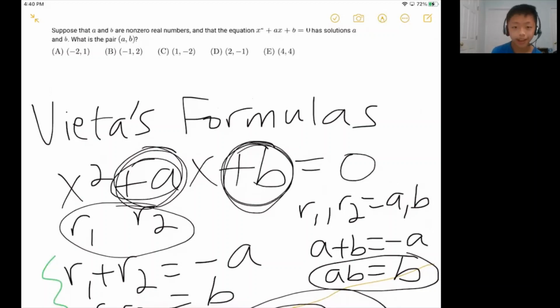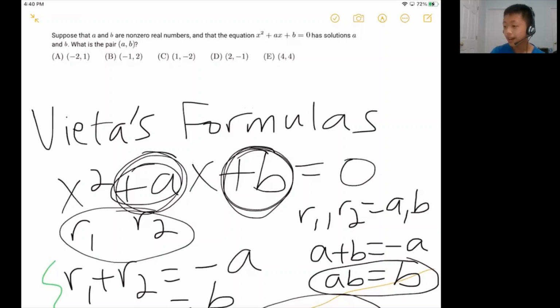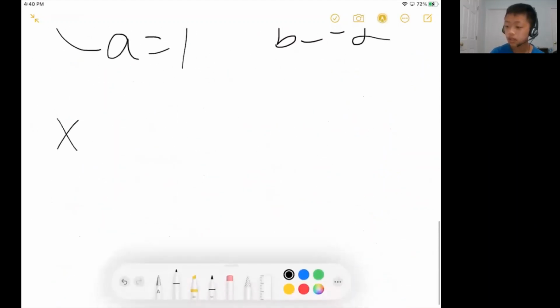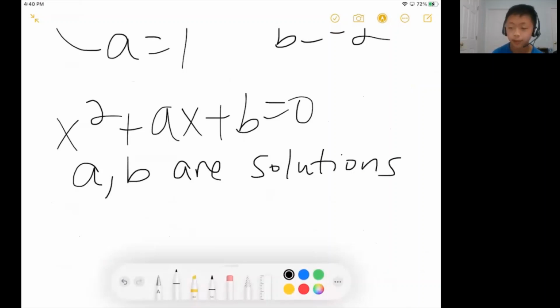So if you didn't know Vieta's formulas, if you didn't know this trick, there's technically another way you could do it, right? You have the equation x squared plus ax plus b equals 0, and we know that a and b are solutions. So if we substitute x equals a and x equals b, then we're going to get that expression equals 0.